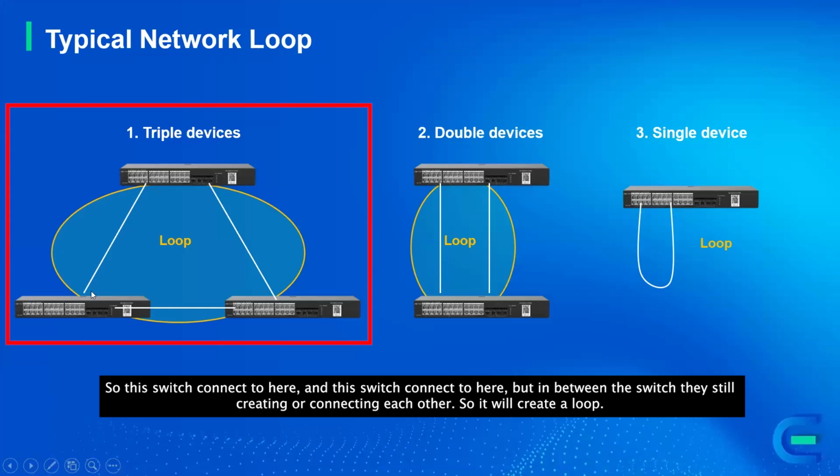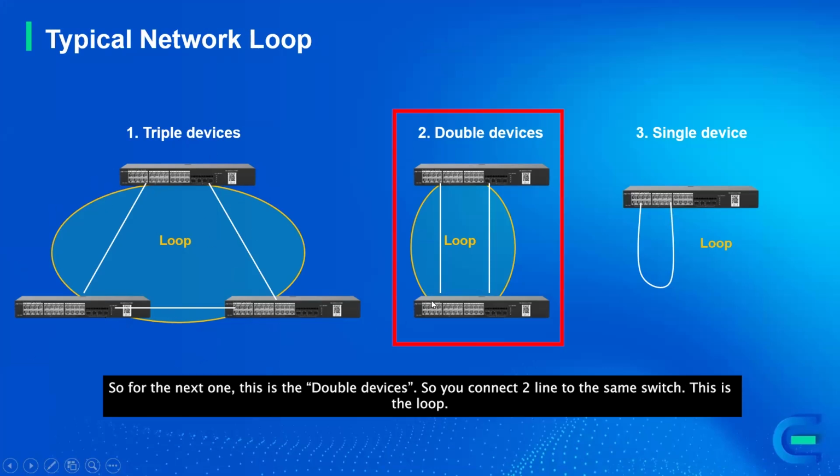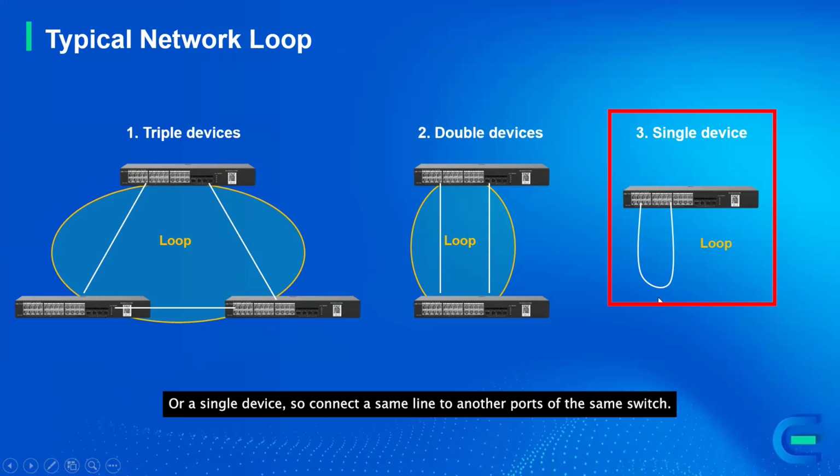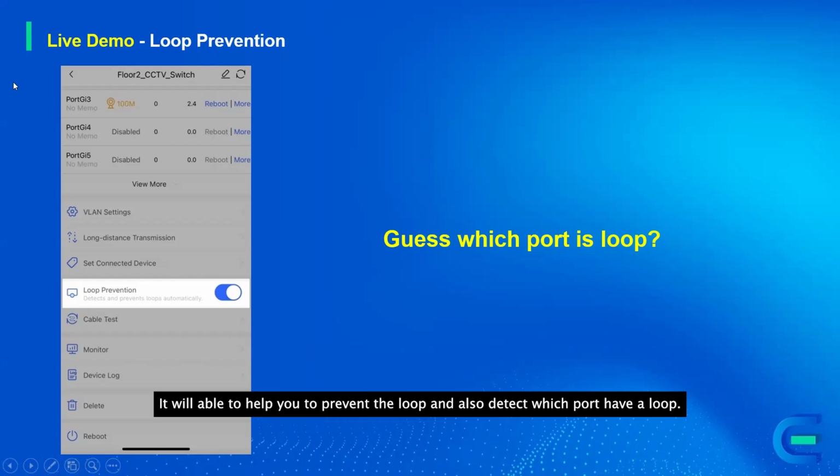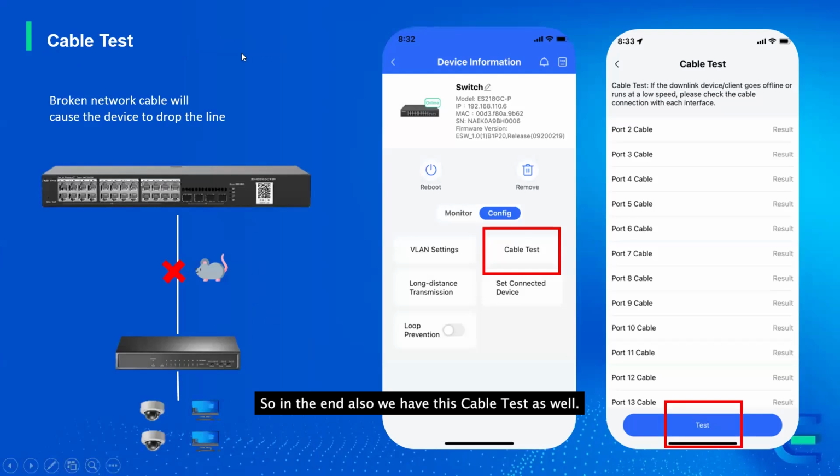Yeah, so this switch connects to here and this switch connects to here, but in between, these switches are still connecting to each other, so it will create a loop. For the next one, this is the double device case. Yeah, so you connect two lines to the same switch. This is a loop, or a single device case, where you connect the same line to another port of the same switch. Yeah, so this Ruijie managed switch has loop prevention features. By default it's already enabled. Once it's enabled, it will help you prevent the loop and also detect which port has a loop.